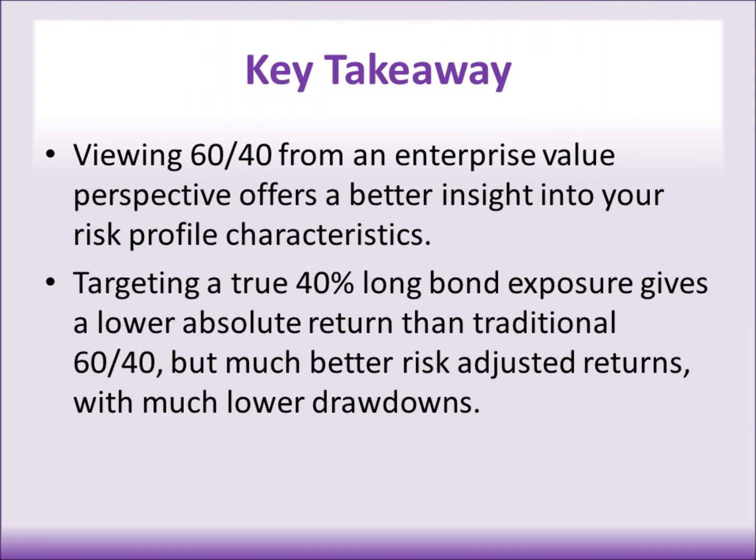So the key takeaway here is that viewing 60/40 from the enterprise perspective gives a better insight into your risk profile characteristics and enables you to understand your true bond exposure. And the key to managing risk, of course, is to have a clear picture of what your actual exposure is. For what is undoubtedly the most popular strategy in all of investing, it's a bit perplexing that this perspective has never been presented before. Targeting a true 40% long bond exposure gives a lower absolute return than a traditional 60/40, but a higher risk-adjusted return with much lower drawdowns. So if you're focused on minimizing drawdowns, particularly if you need money for withdrawals, that is very important, so you may want to look at that.